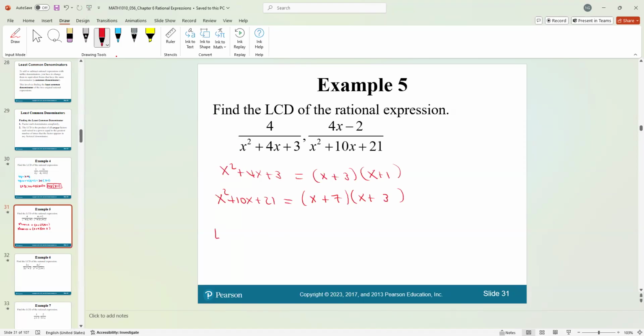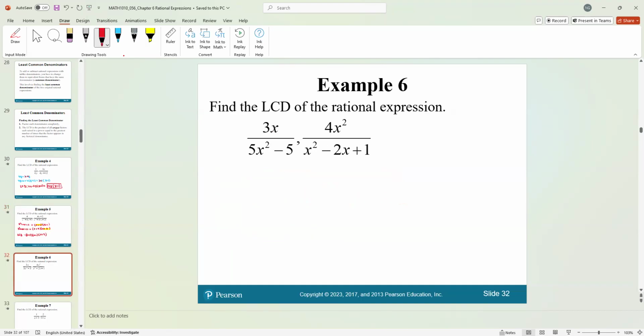Now, let's go with the LCD. The LCD means we take all the factors, common factors and factors that are not shared. Because we have x plus 3 here and x plus 3 here, we're going to take only one x plus 3. If one of them was power 2, we are going to take the one with power 2. x plus 1 repeats once, I take it, and x plus 7 repeats once, I also take it. So that would be your least common denominator. Do you get it? No? All right, we're going to do another one then.